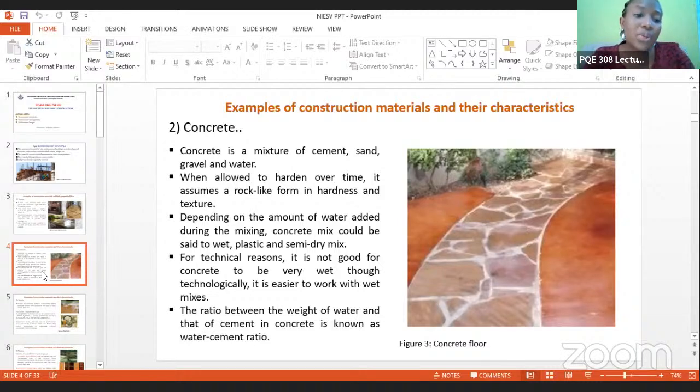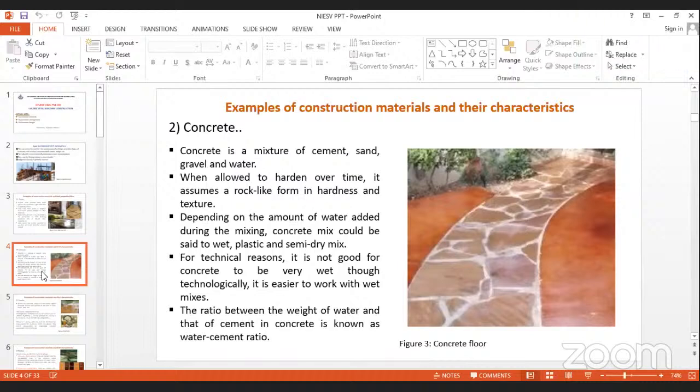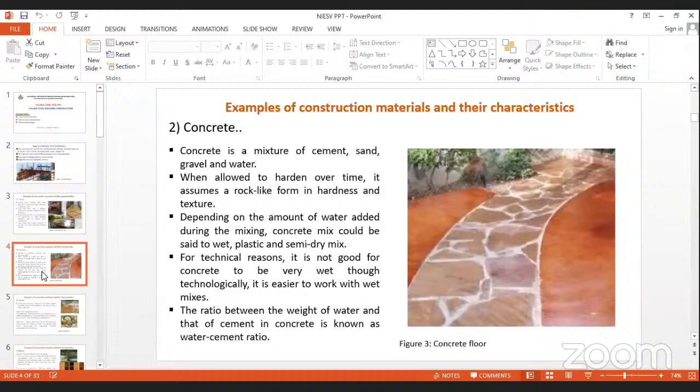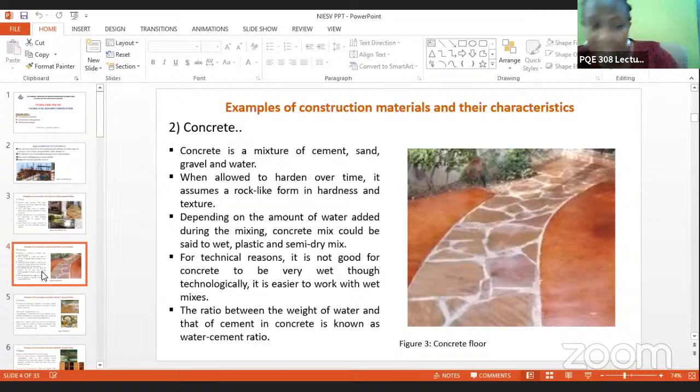So now back to concrete. We said it's a mixture of cement, sand, gravel, and water. When we allow our cement to harden over time, it assumes a rock-like form in hardness. It becomes hard because, from the time you mix it with water, it passes through different stages. It will first be fresh concrete, when it can still flow, until it becomes hardened, and that is when we say, okay, we have concrete.